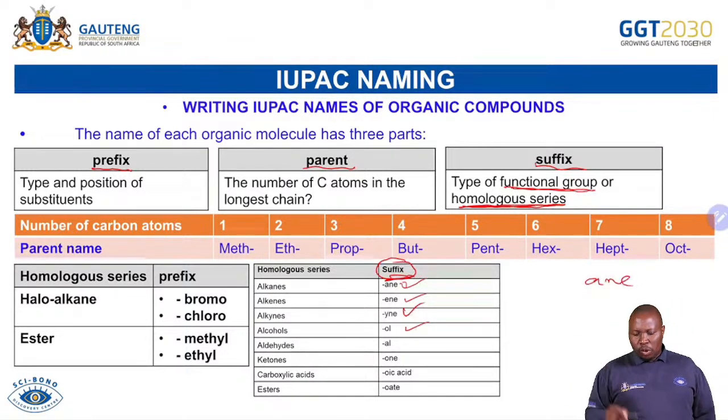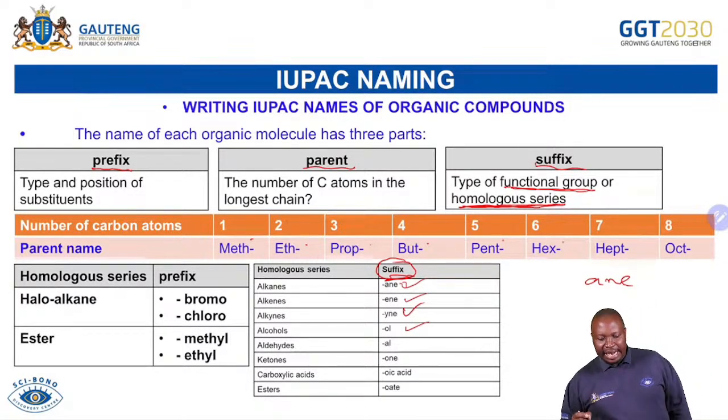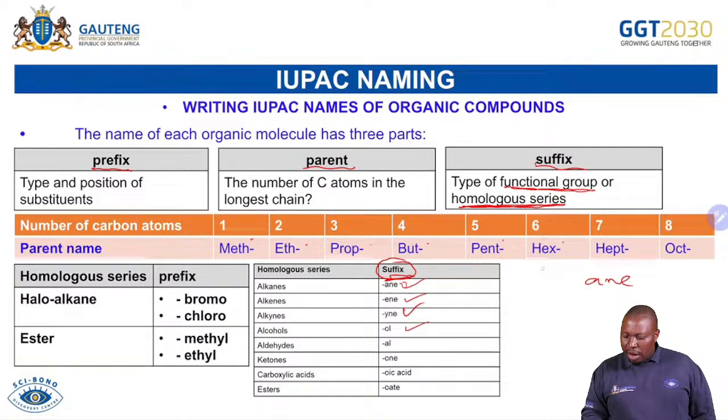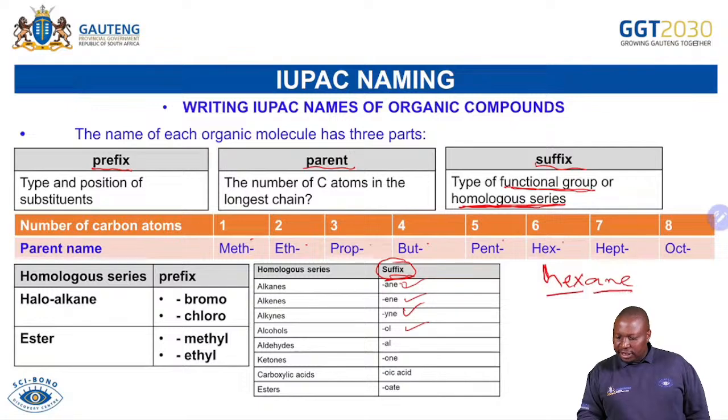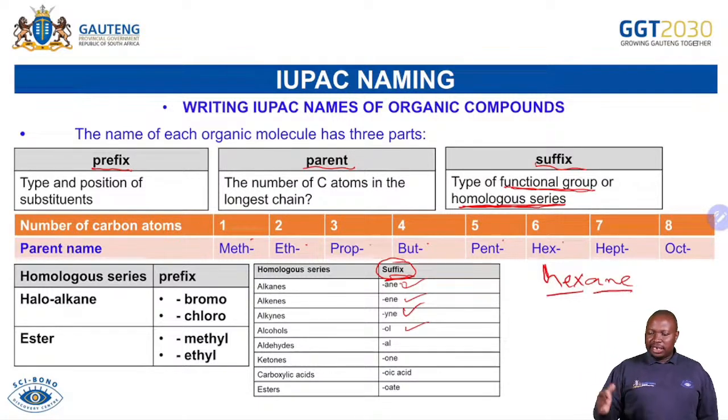If you find 1 carbon, it's meth; 2 carbons, eth; 3 carbons, prop; 4 carbons, but; then pent, hex, hept, and oct. I know you know that, and then you're going to implement that. So when it's 6 carbons, you'll say, oh, it must be hex. So that is the parent. The parent is hex. The suffix is ane. So you know that is hexane.